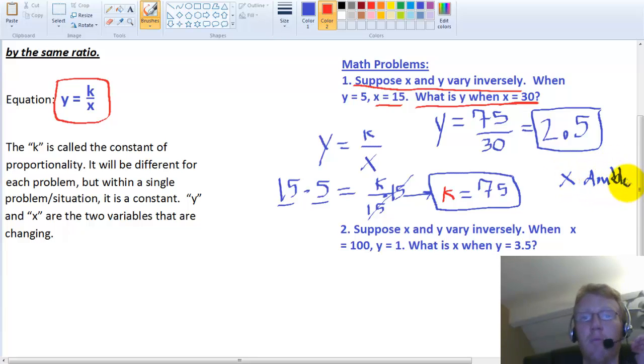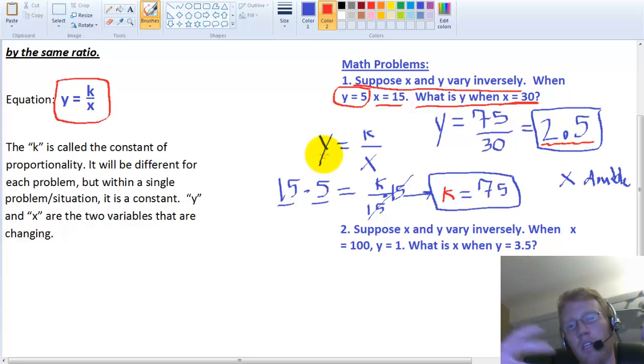Okay, so if the x variable went up twice as much, the y variable has to go down twice as much. So if the y variable here started off as 5 and it goes down twice as much, it's going to end up at 2.5. So the math and the equation verifies your intuition based on the concept of what inverse variation is about. Okay, let's do one more example.